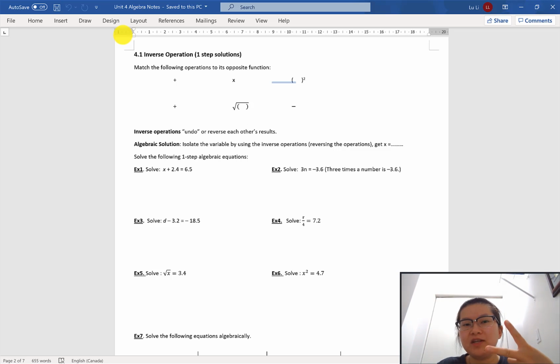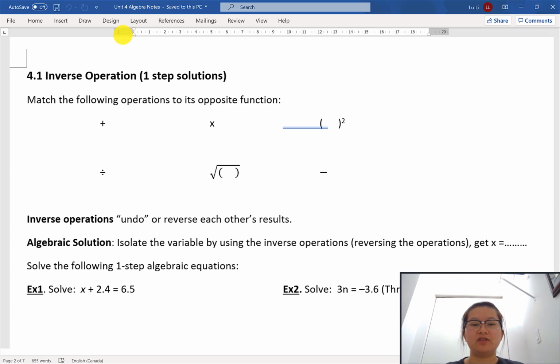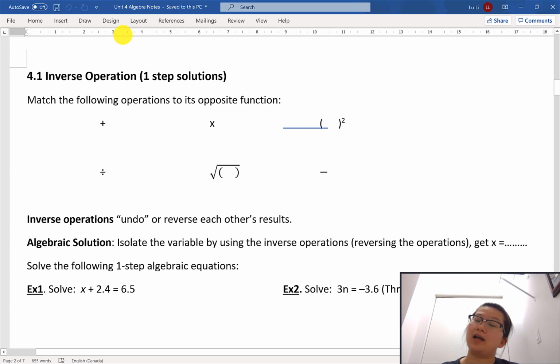In these upcoming two videos, we are going to look at inverse operations, only one-step solutions, not two. This should be a continuation of the previous video, which was on what a variable is. So in this video, I'm going to go over some simple examples of inverse operations and some basic steps on how to get you started on doing algebra.